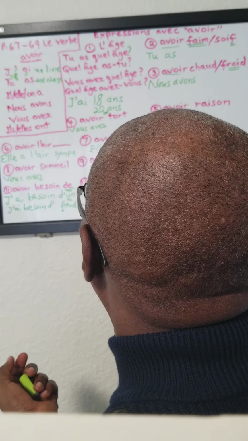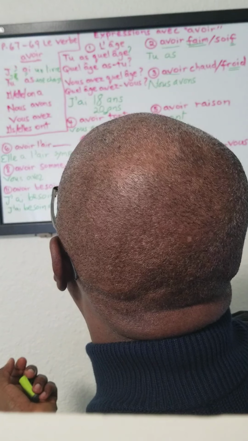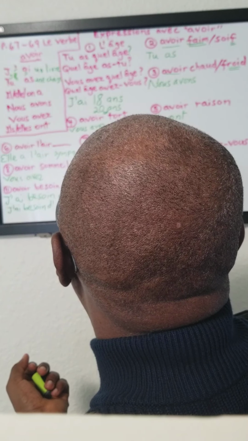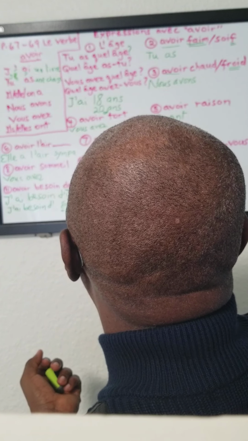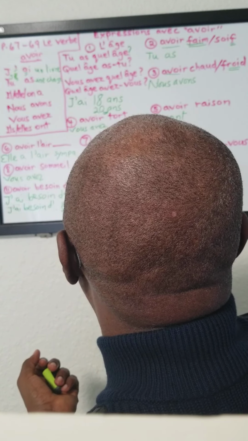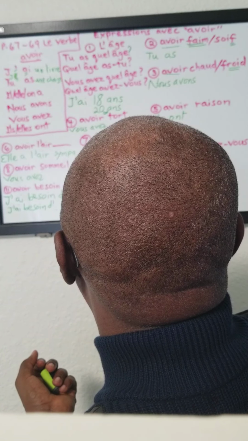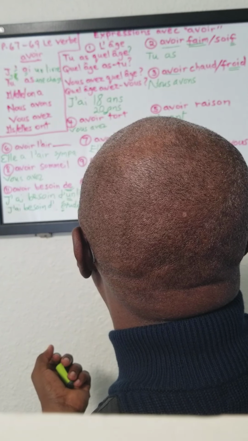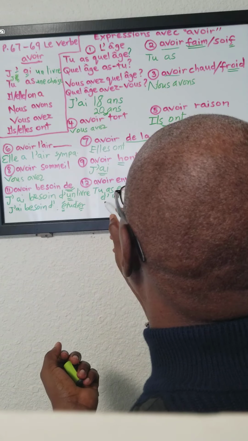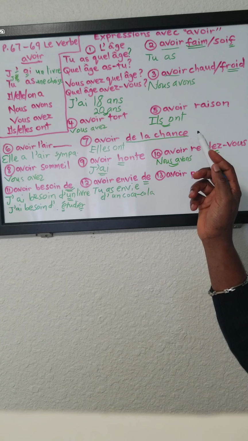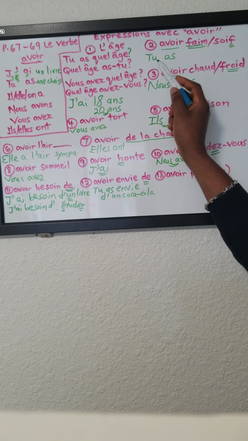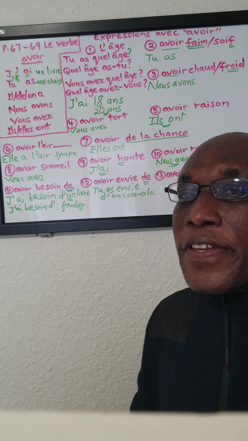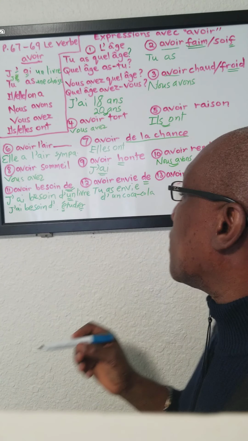So, j'ai envie, yeah, let's use the tu form. Tu as envie, right? De, let's use un Coca-Cola, then. Tu as envie d'un Coca-Cola. If you are thirsty, right? Tu as soif. You are thirsty, tu as envie d'un Coca-Cola. You feel like having a Coke. A pop, a Coke. Okay.